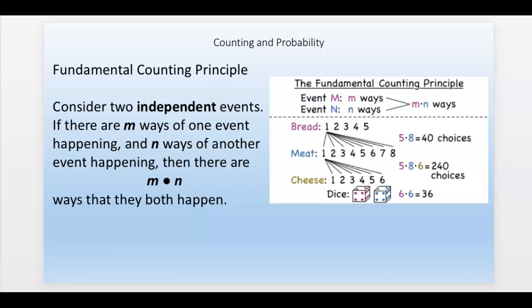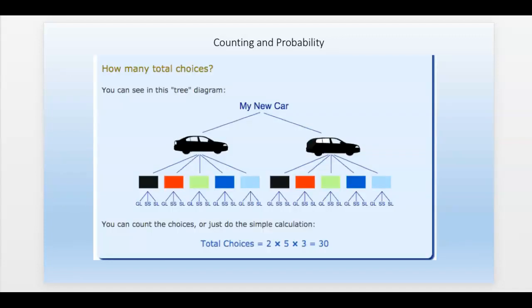Remember we had problems like about a pizza or about making a sandwich. Well, there's different kinds of bread and different kinds of meat and different kinds of cheese that you can choose from. You multiply those numbers together to find out the total possibilities. And you can think of it as like a tree diagram. You want to know all the total possible ways that something can happen. You multiply the independent events together, the different number of ways that the independent events can happen individually.